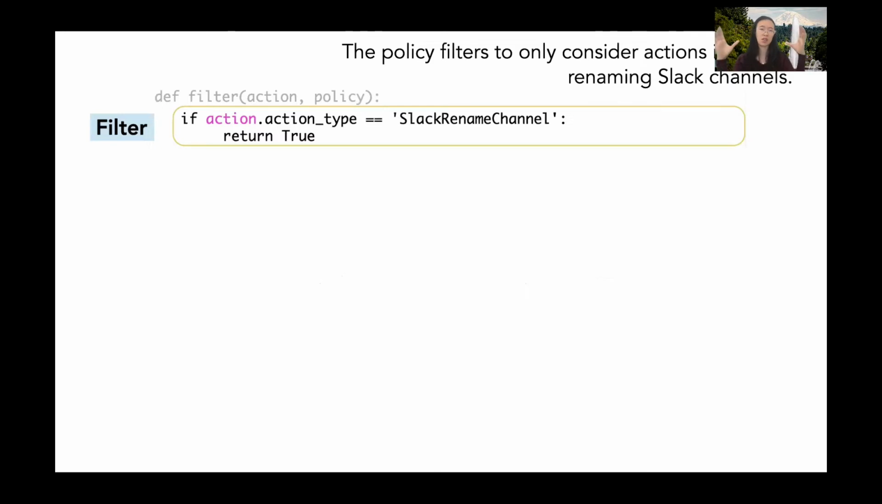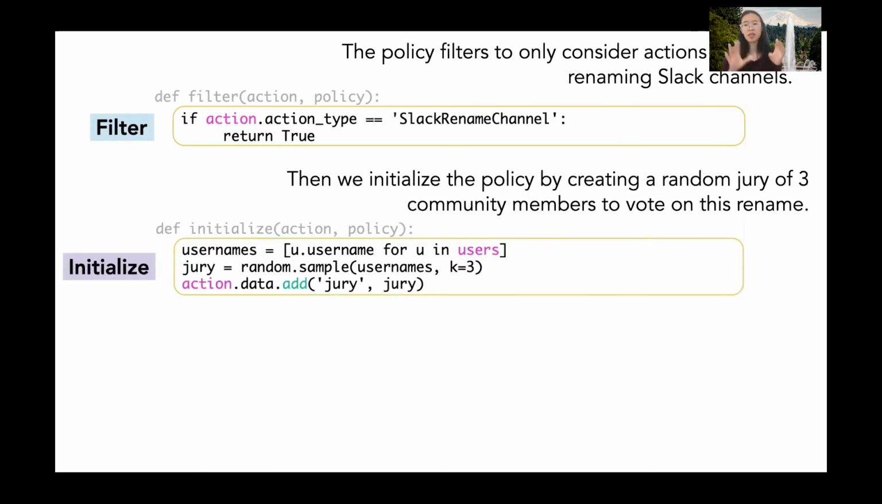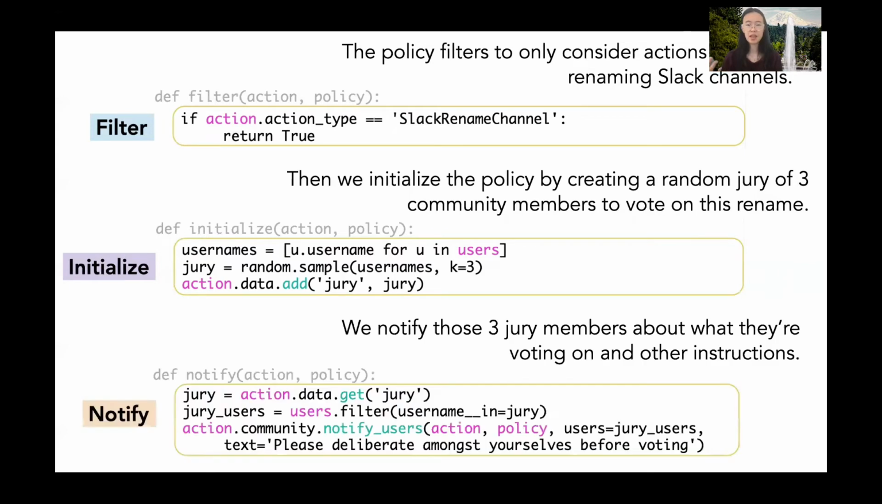The first chunk is the filter step. Here we're just trying to say, for this particular policy, what actions does it govern? In this case, it would be Slack channel renames. We have a second function that's about any code you would need to initialize the policy for this action. So in this case, we want to go and grab 3 random community members to vote on this rename. Next, we have notify. This is so that people don't have to go to the PolicyKit website or something. We can actually go and tell people on the platform that something has been started for this particular action. In this case, that a jury has been selected, and then we notify the members of those juries that they've been added to this jury.